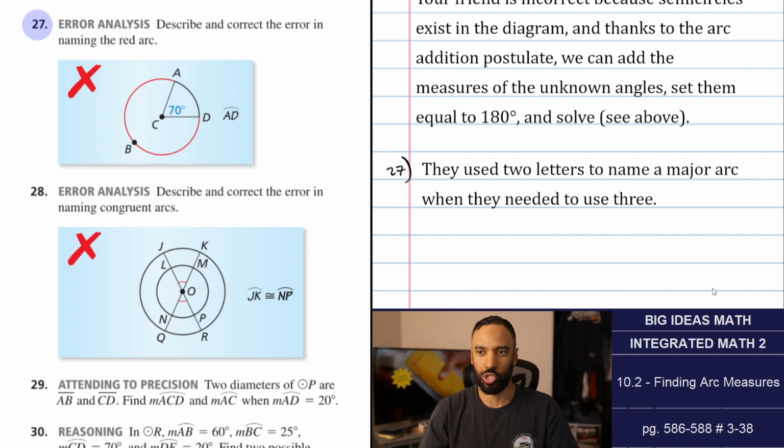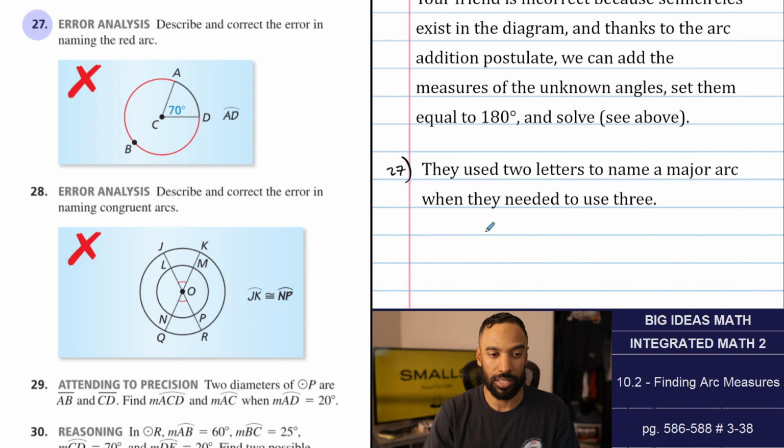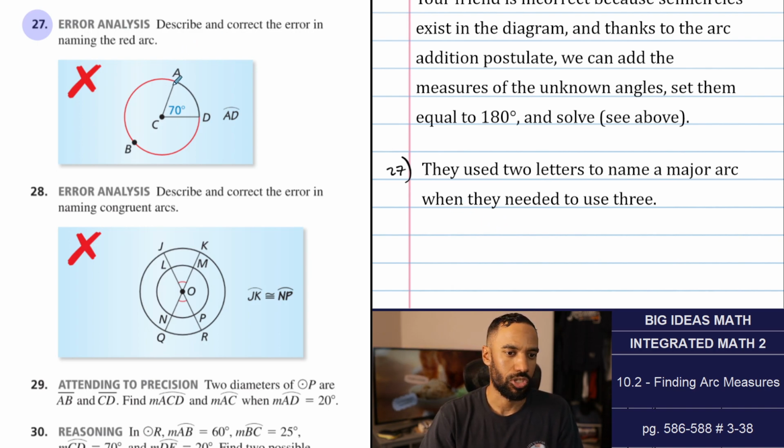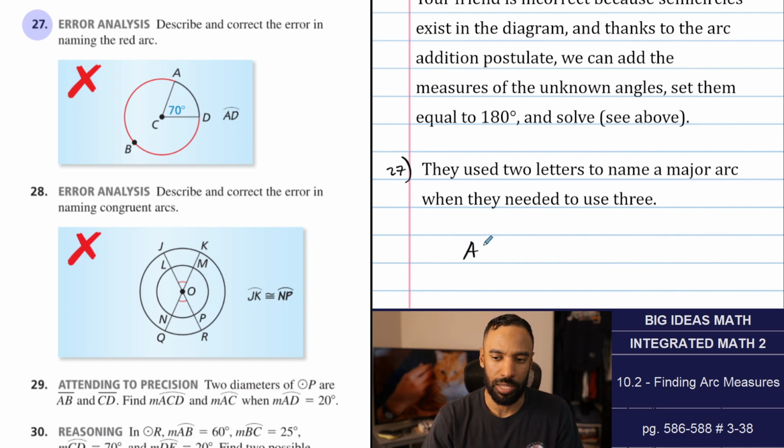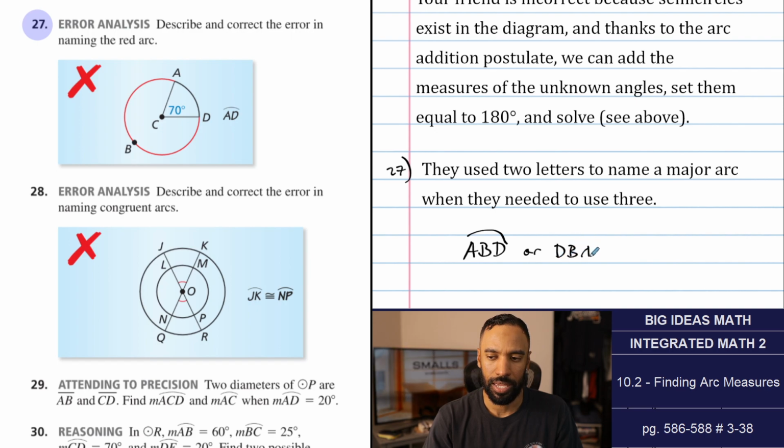Remember, 2 letters is to describe a minor arc. So naming that arc correctly, let's correct the error. It starts on A, crosses through B, and hits D. Let's call it arc ABD or arc DBA. Let's just say both. Arc ABD or arc DBA. Those are the only 2 accepted answers for that.